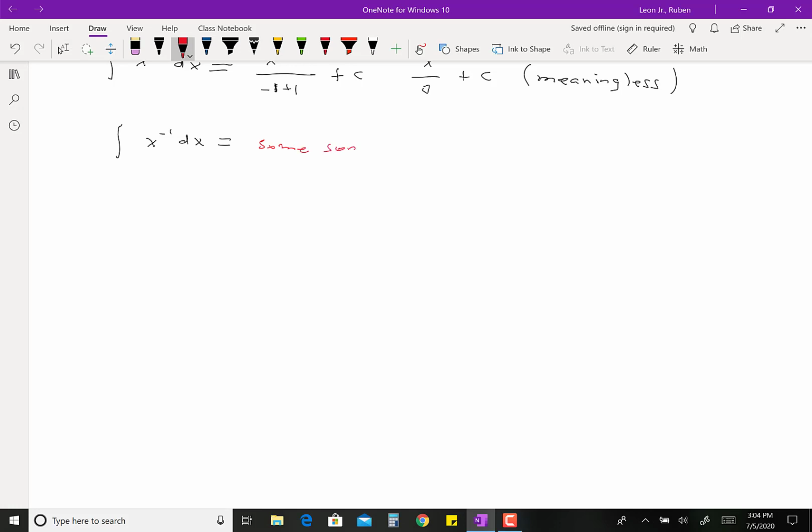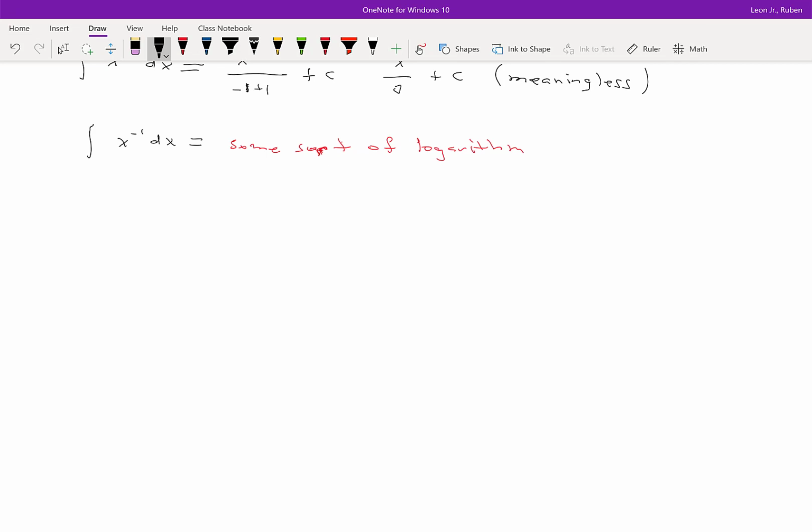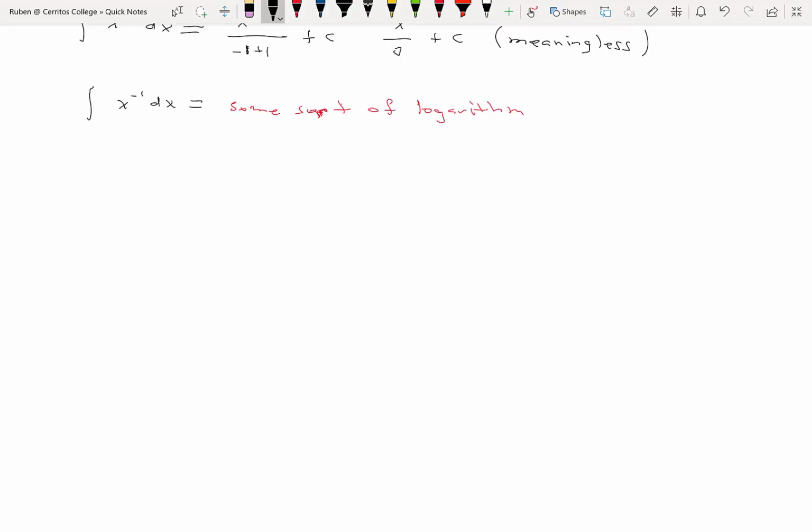The antiderivative of x to the negative 1 with respect to x is equal to some sort of logarithm. Now that's a big leap: a logarithm from the antiderivative of a power, which usually gives you another power. So, using the same analogy of the Swiss cheese, there's a very large hole in the mathematics for sciences that you learned in Calc 1.